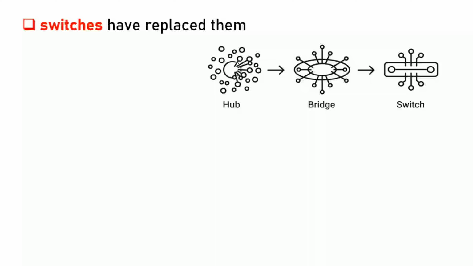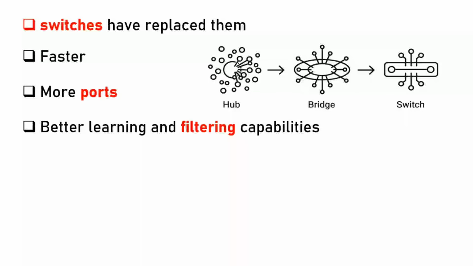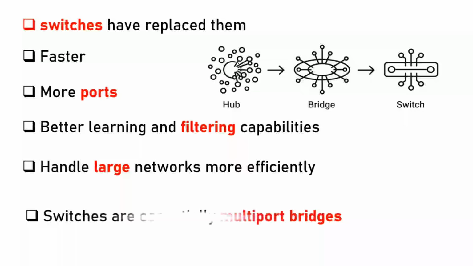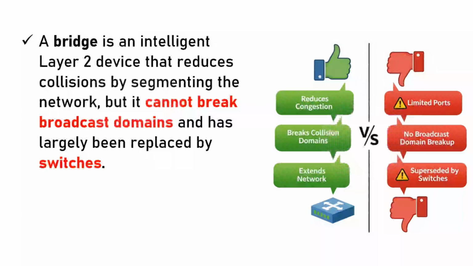Today, we rarely use traditional bridges because network switches have replaced them. Switches are faster, have more ports, better learning and filtering capabilities, and can handle large networks more efficiently. Switches are essentially multi-port bridges with advanced features. So, to sum up, a bridge is an intelligent layer 2 device that reduces collisions by segmenting the network, but it cannot break broadcast domains and has largely been replaced by switches.